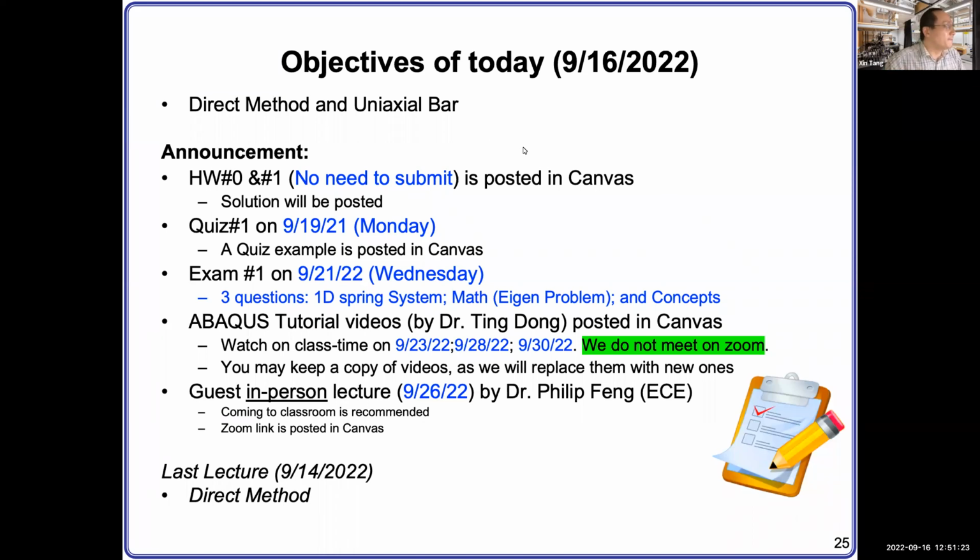So firstly, the homework 0 and homework 1, we don't need to submit, as we discussed already. And I have the solution of homework number 1 posted in Canvas already, so you can use that. Homework number 1 actually contains both direct method and Unix bar questions, so you can use that to solve corresponding questions for the materials we covered.